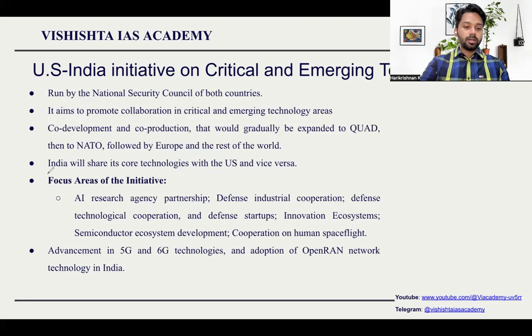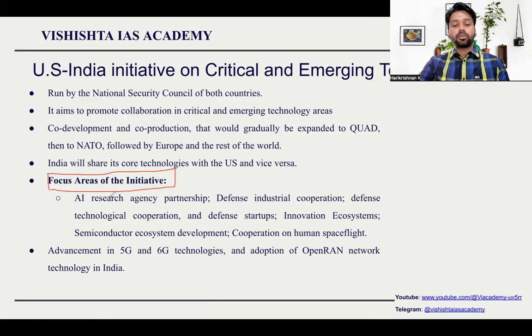So let's jump in directly here, the focus area of the initiative. What are all the technologies we classify as critical? Critical means very important for the future of the country, very important for technological development, very important for the strategic and security interests of the country. AI Research Agency Partnership, Defense Industrial Cooperation, Defense Industries of both the countries will come into cooperation, Defense Technological Cooperation, Defense Startups, Innovation Ecosystem, Semiconductor Development, Cooperation on Human Spaceflight.